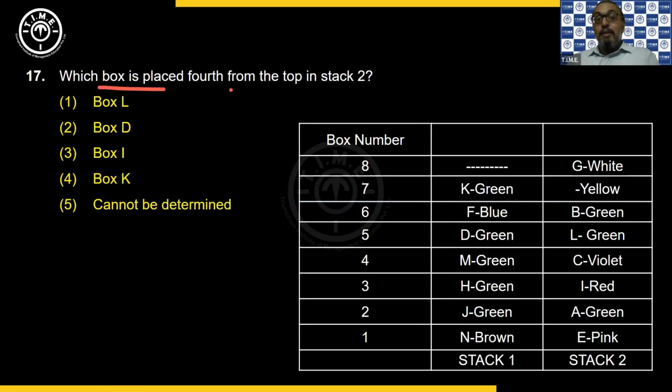Then, which box is placed 4th from the top in stack 2? Okay, from the top, 1, 2, 3, 4. That is L and green. So, option 1. Correct. L is the answer.